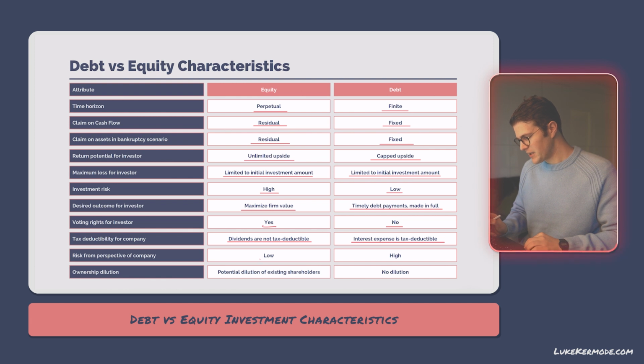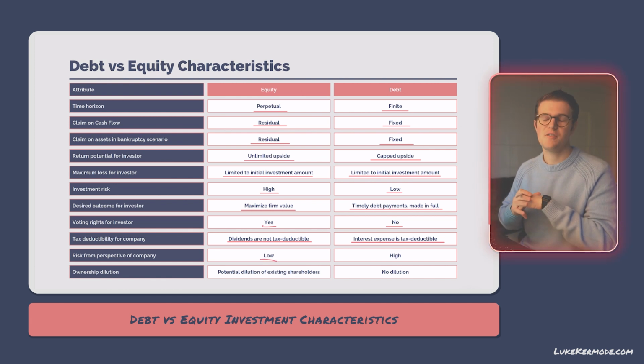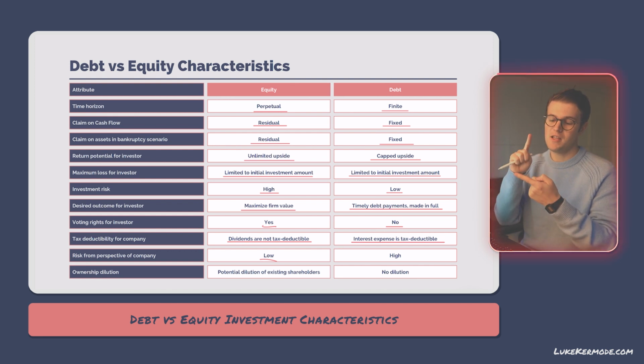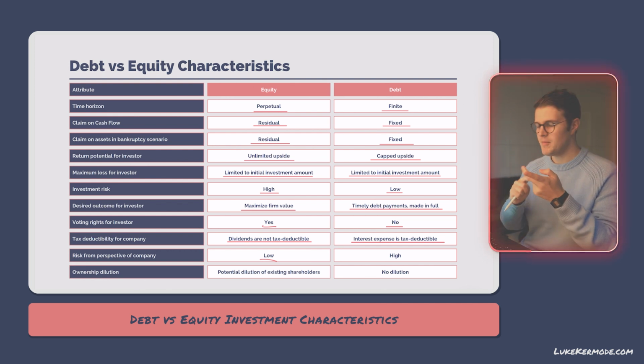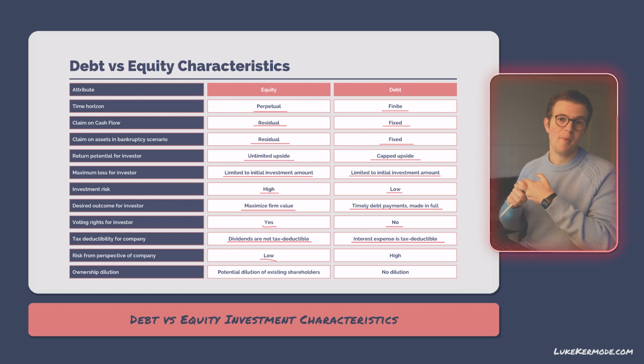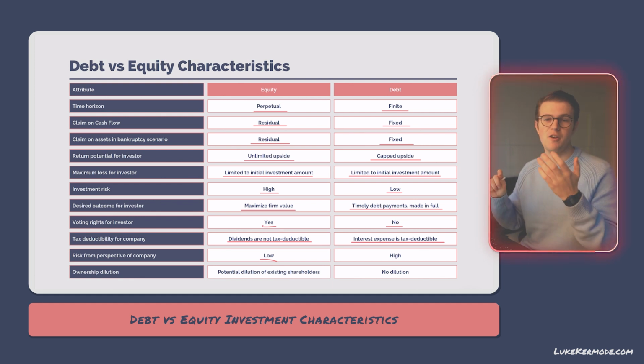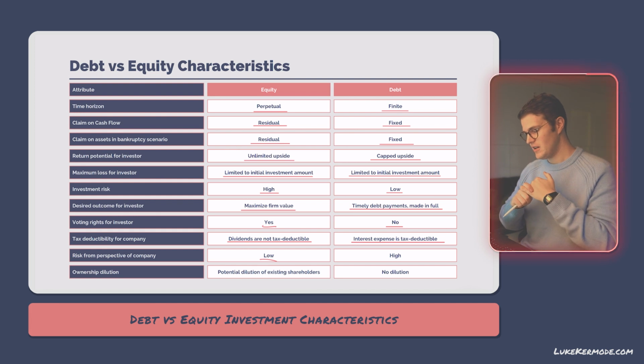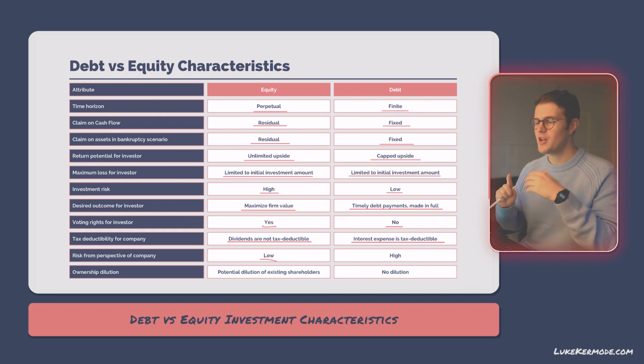Risk from the perspective of the company. So equity is low risk because there's no promises made to shareholders. The company hasn't got to commit to making guaranteed dividend payments. It's not going to promise repayment of capital by a certain time period, 4 or 5 years, etc. It's a perpetual instrument. There's no guarantees made to the shareholders, no promises.